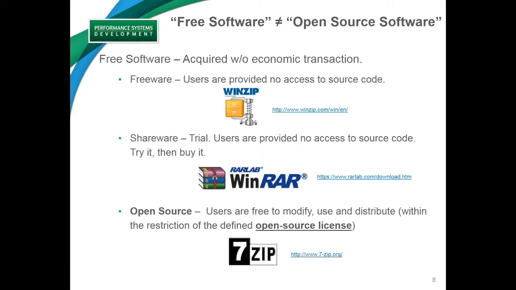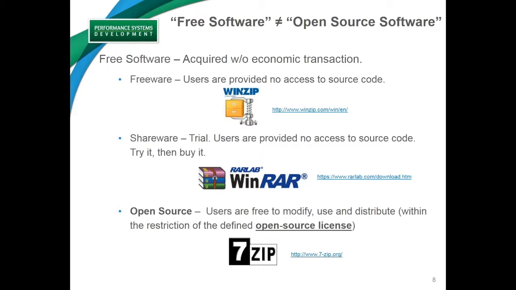definition of open source. And the third option we have here is a true open source option, called 7-zip, where yes, you don't have to pay, it is free. You can download the 7-zip application. You can also inspect the source code, you can modify it, you can use it, and you can redistribute it to others. Again, within the restrictions of the defined open source license.